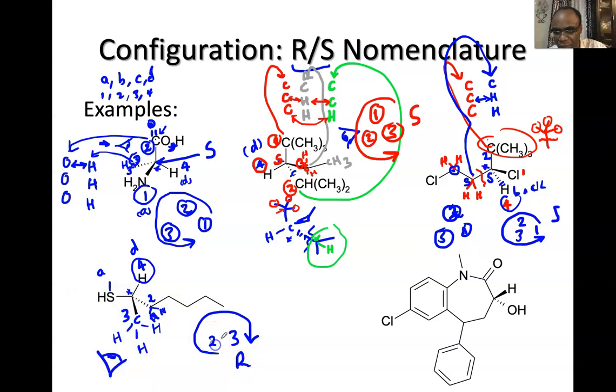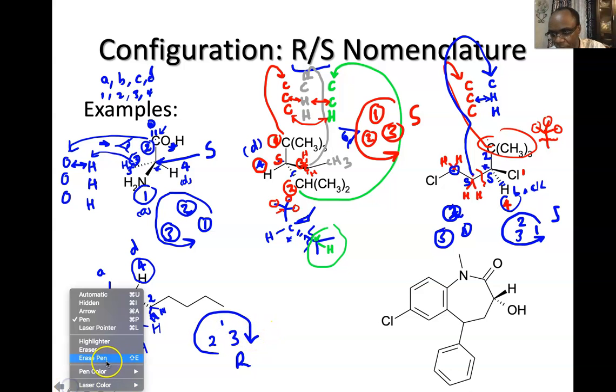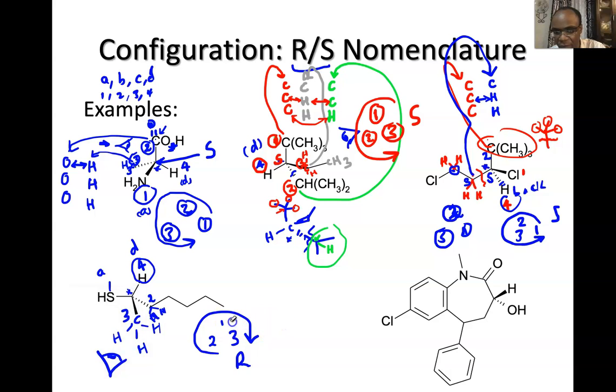So this is what you'll see: 2, 3, 3 to the right, 2 to the left, and 1 somewhere here. So this is what you should see: 1 on top, 2 should be to the left. You see how it's away with the dash bond, and then 3 should be to the right. So again, you're getting S.